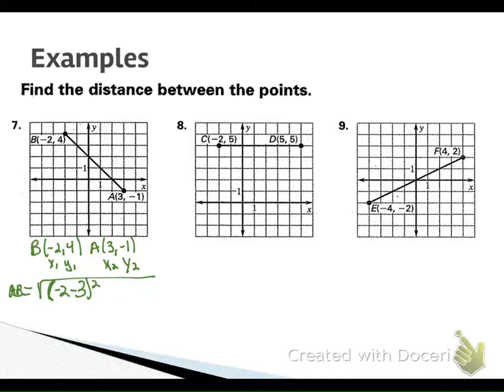3 squared. Okay, plus. And then now, since we started with negative 2, we know 4 is going to be our y. And then minus negative 1. Quantity squared. So negative 2 minus 3 is? Negative 5 squared. Negative 4 minus negative 1, which is? Yep. So we end up with 5 squared plus 5 squared, which is 25 plus 25.